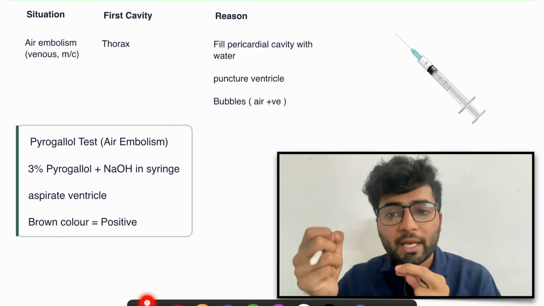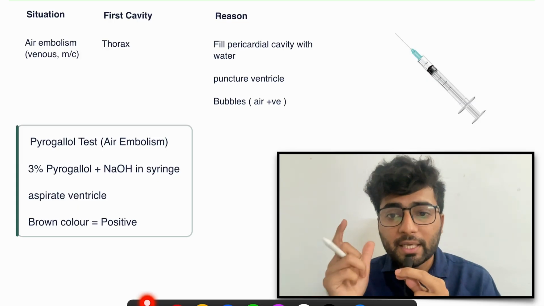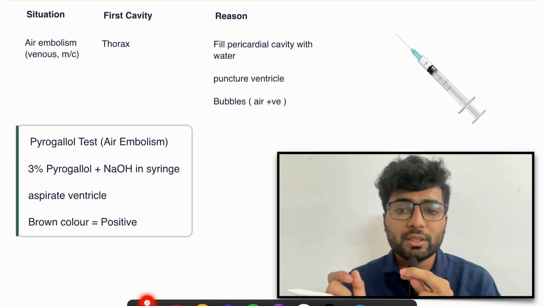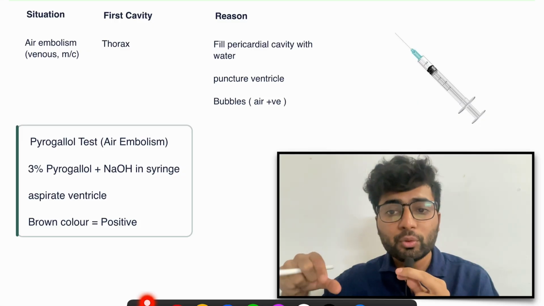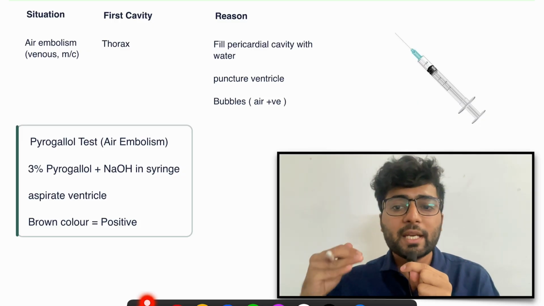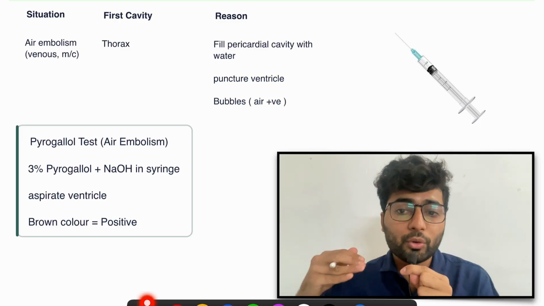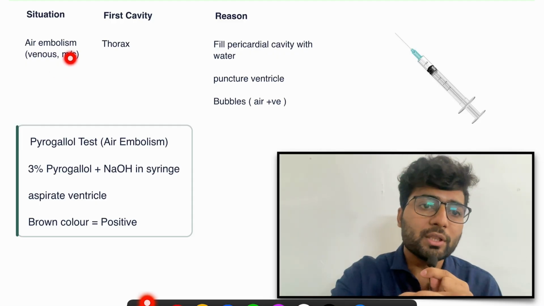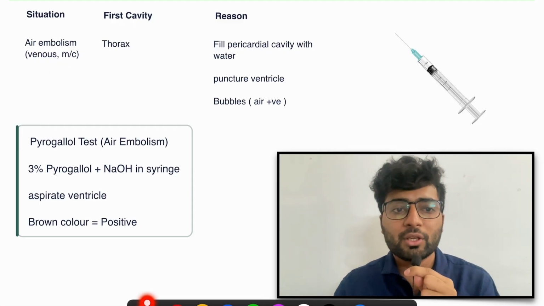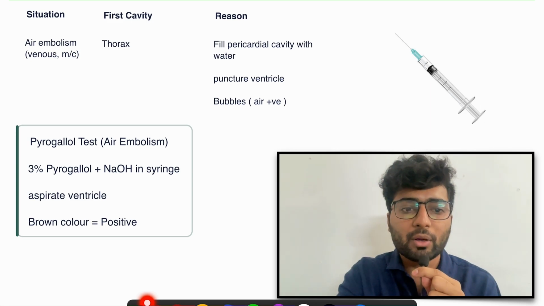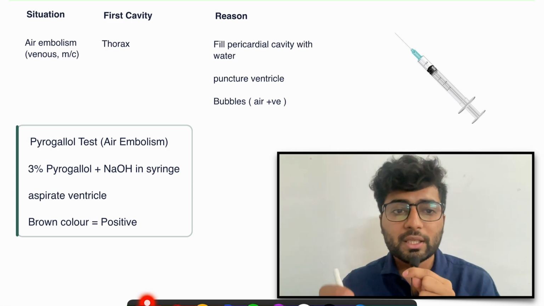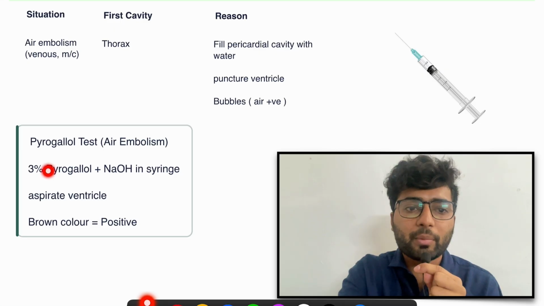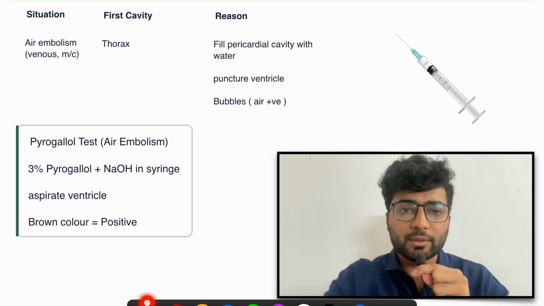So the brown color will detect what? It is detecting the oxygen. See, whenever a person is dead, there is putrefaction, right? So the bacteria decompose the body, but they don't produce any oxygen. If there is oxygen, then it is due to what? Air embolism, not due to bacterial activity. So this pyrogallol test detects brown color, which is oxygen. And what is the reagent? It is 3% pyrogallol plus NaOH in the syringe.